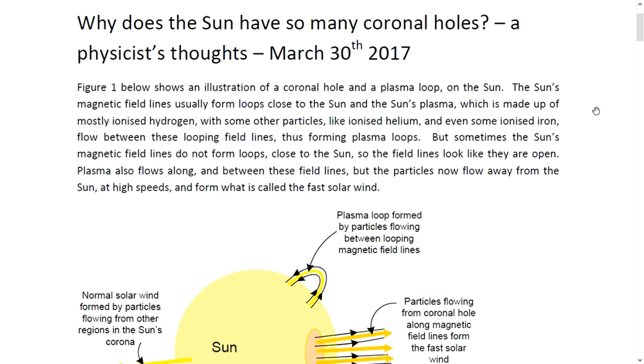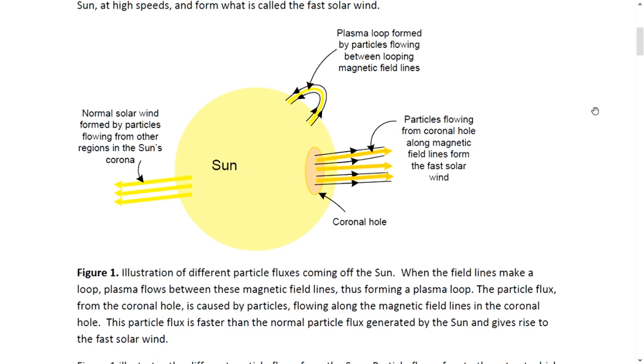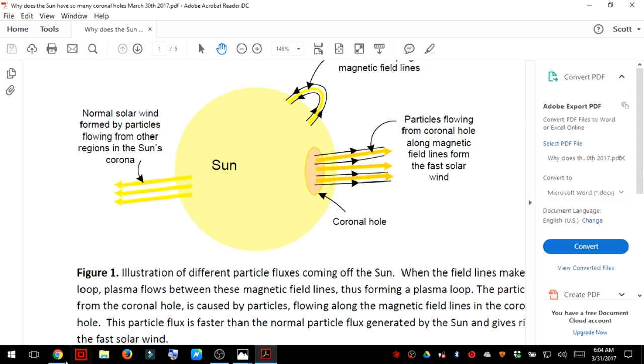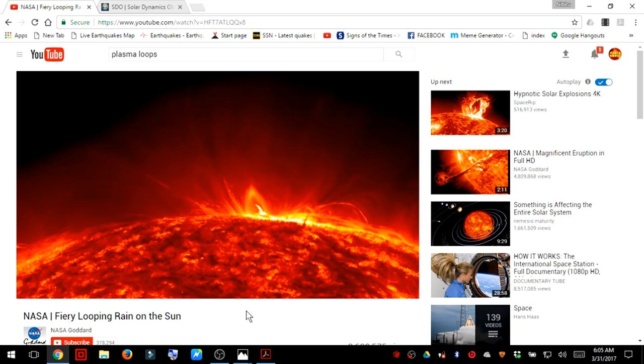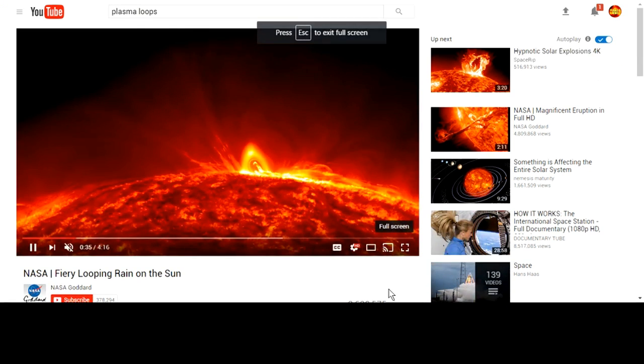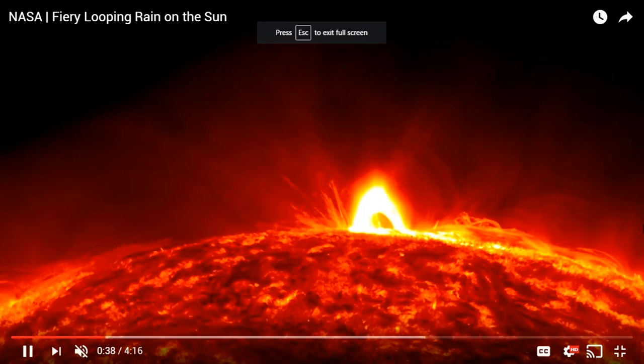Now, ladies and gentlemen, if you've never seen these plasma loops on the sun, they are absolutely spectacular. What I'm going to do real quick is show you what these plasma loops look like. This is just some NASA footage, and this is from the SDO. I'm going to go ahead and play this for you so you can see some of the activity on the sun. Now, a lot of this activity is normal to our star, but let's take a look at these plasma loops. I'm going to go ahead and blow this up for you because it is absolutely spectacular to watch.